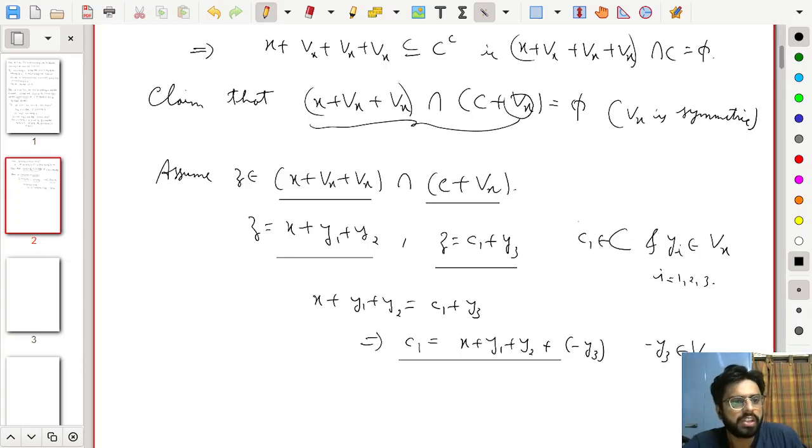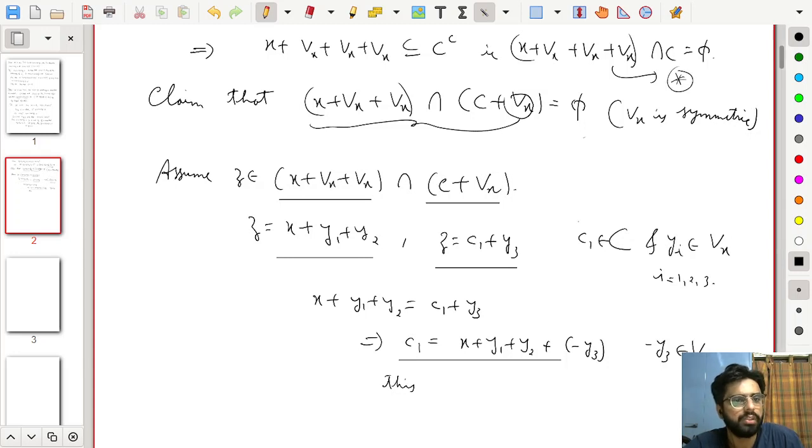Now this is a contradiction to this statement. If we call this star, we get a contradiction. This tells us that c1 belongs to this set, which is a contradiction to this statement.